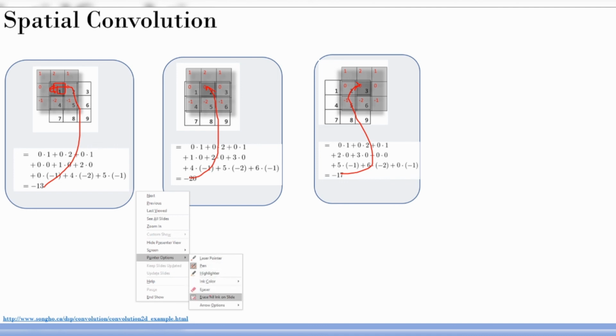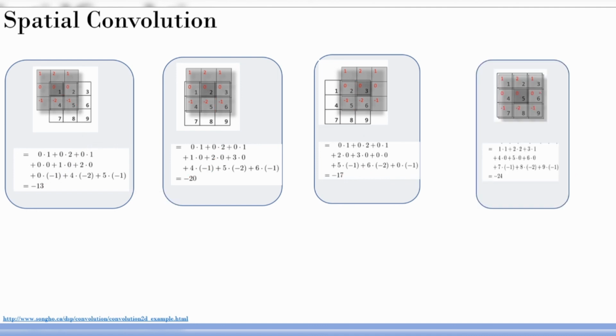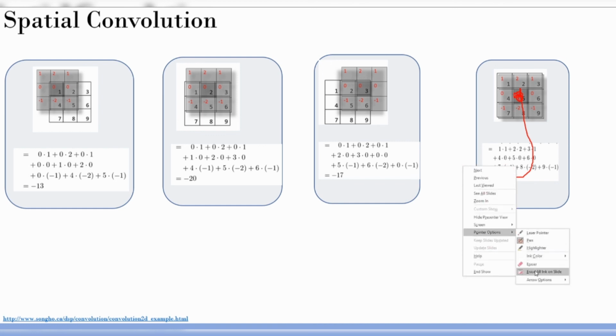Maybe I'll quickly jump through and have the last one, or maybe the middle one, where the kernel exactly overlaps with the image. In this case it is just like you dot product, 1 into 1 plus 2 into 2 plus 3 into 1 plus all zeros plus 7 into minus 1 plus 8 into minus 2 plus 9 into minus 1, that is 24, and this guy goes and sits exactly at this pixel. So let's actually finish it off.